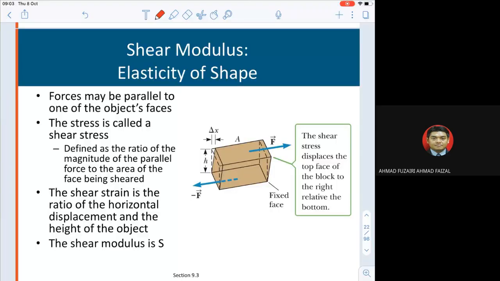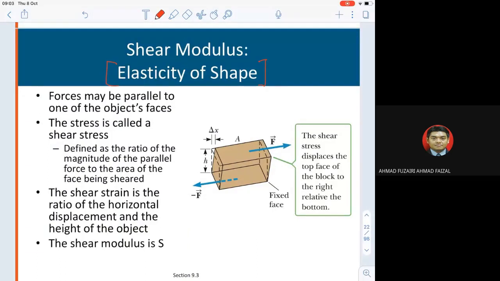Right? So this is the shear modulus. Okay, before this we learned about Young modulus. Now we learn about shear modulus. So what is shear modulus? So this is the elasticity that take place for the shape. Okay, it means we want to change the shape of the solids. Okay, to be more precise, we want to change the solids in terms of shape.